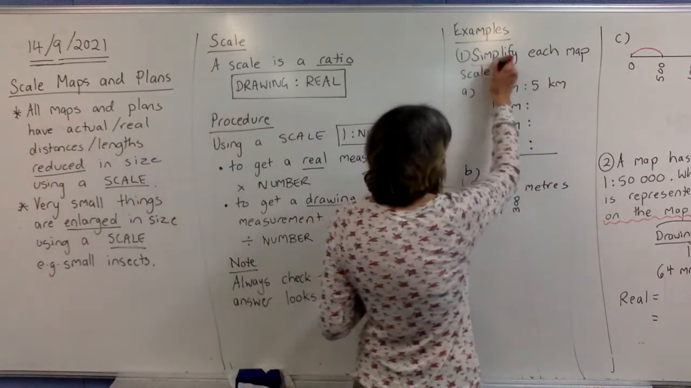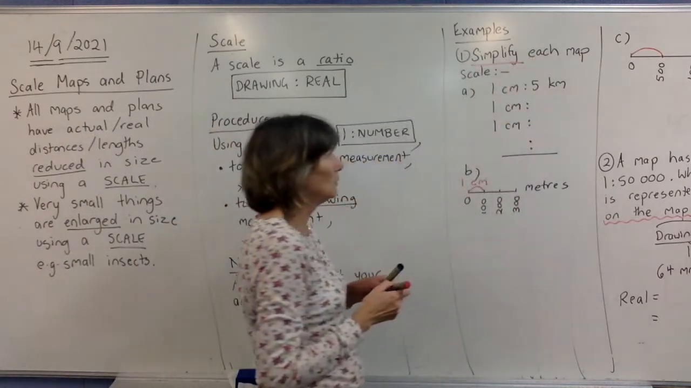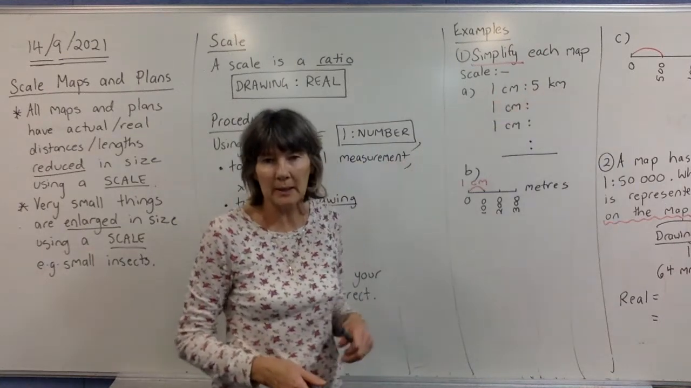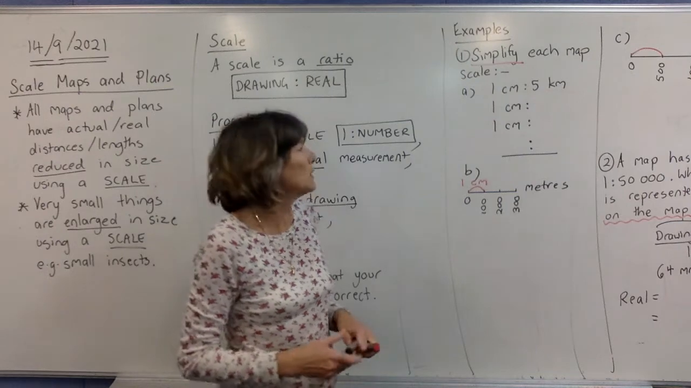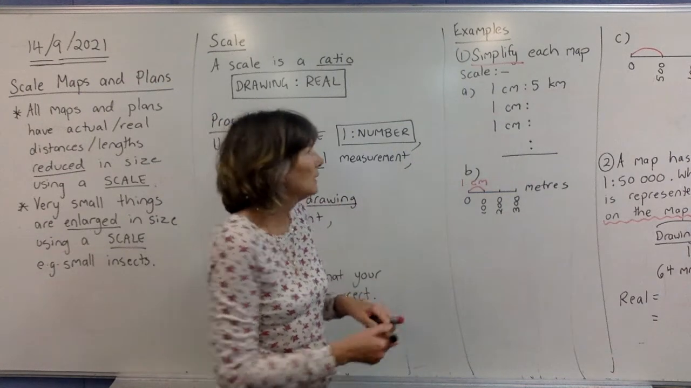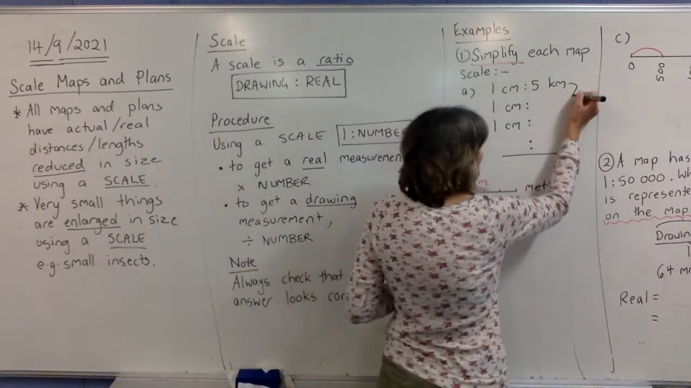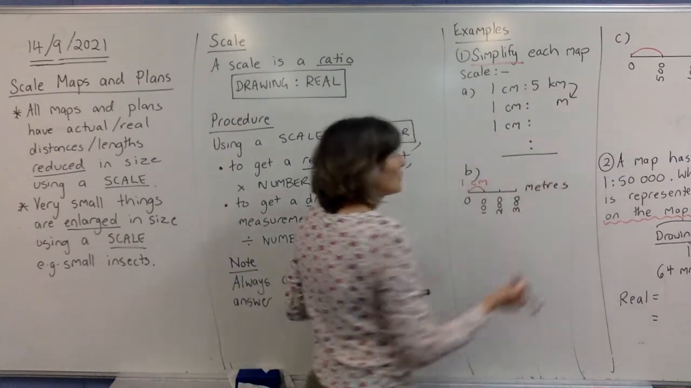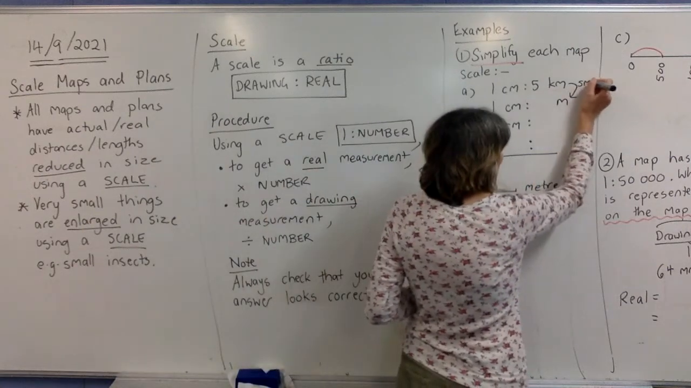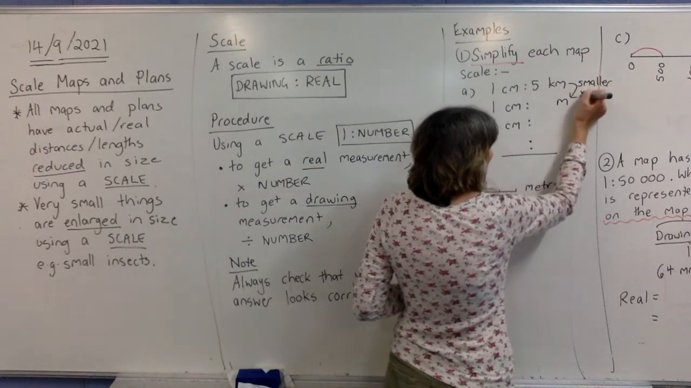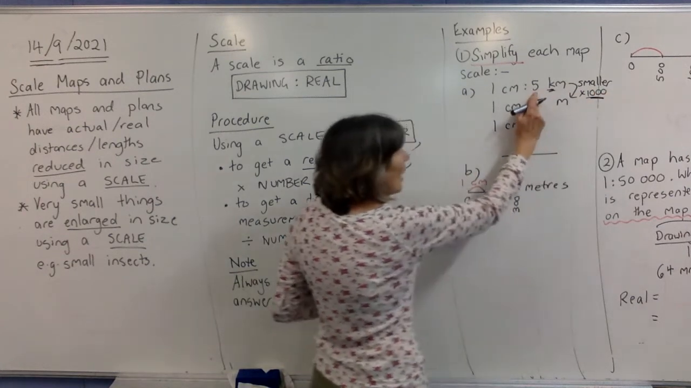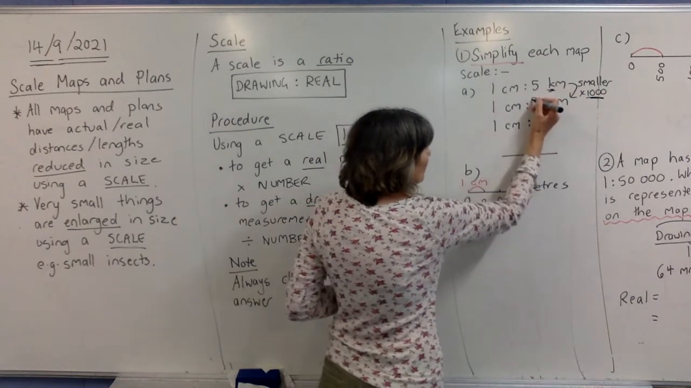So in these ones we are simplifying the scale. They've given us 1 centimetre to 5 kilometres. Well, the first thing we need to do is get it into the same units. So I'm going to keep the 1 centimetre and I'm going to change the kilometres into metres first. We're going to a smaller unit, so we times by 1,000 because it's kilo. So 5 times 1,000 is 5,000.